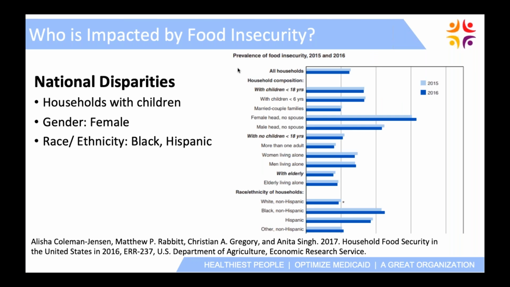This chart might be kind of difficult to see, the print's a little bit small, but it's really talking about what the national disparities are. We see food insecurity rates much higher in households that have children, more among females, if you think of maybe your single female head of household. And also we see some racial and ethnic disparities, higher rates among Black and Hispanic households.